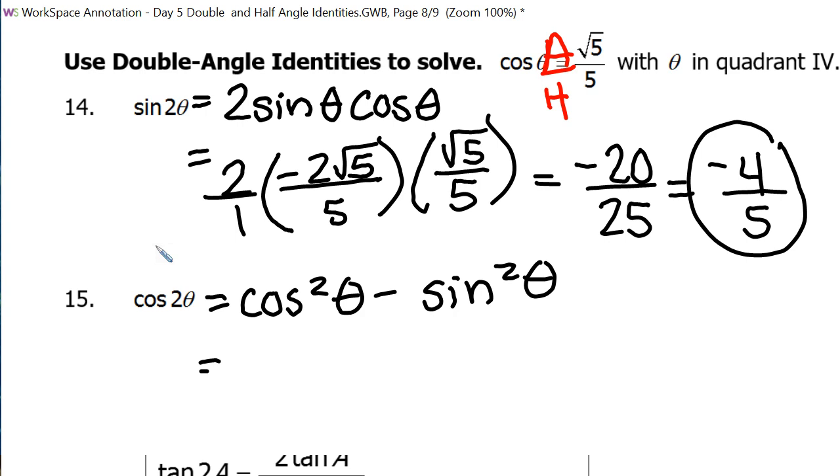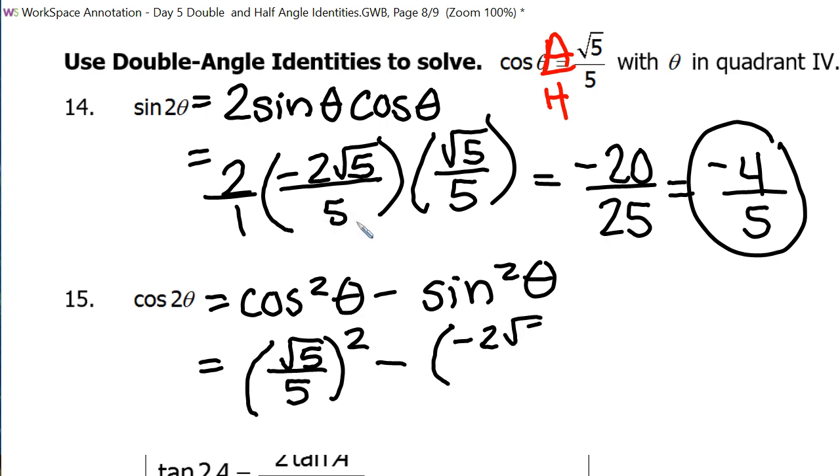So what do we put for cosine? Square root of 5 over 5, and that cosine needs to be squared. And what do I put for sine? Negative 2 square root of 5 over 5, and that also needs to be squared. So square root of 5 squared gives you 5 over 25. Minus, we square the numerator, what does that give us here?